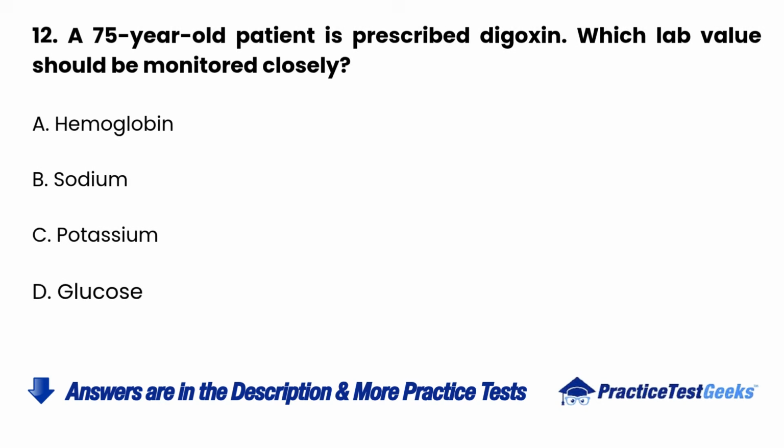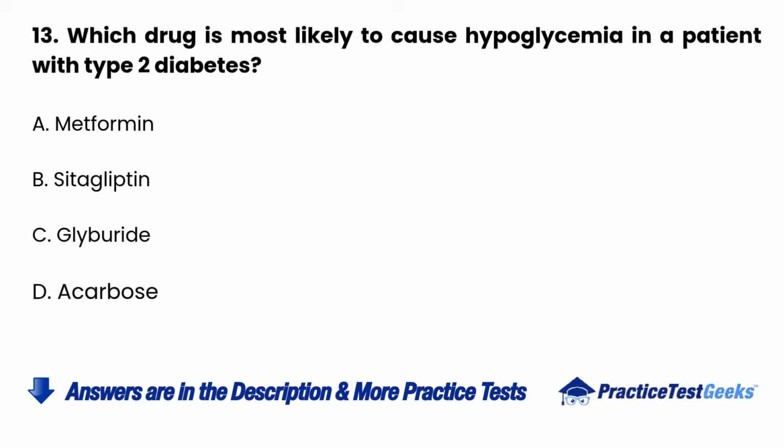12. A 75-year-old patient is prescribed digoxin. Which lab value should be monitored closely? A. Hemoglobin. B. Sodium. C. Potassium. D. Glucose. 13. Which drug is most likely to cause hypoglycemia in a patient with type 2 diabetes?